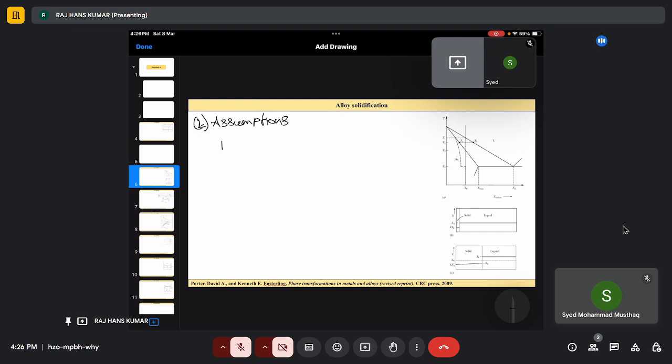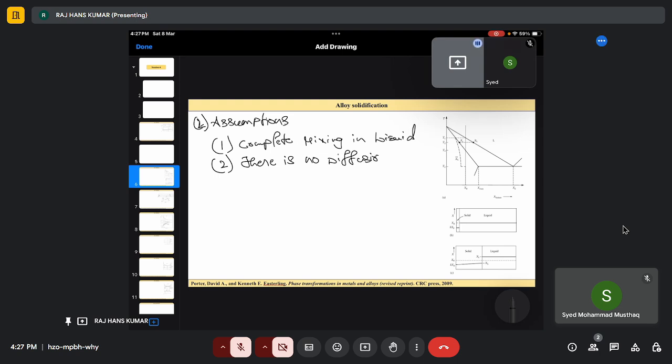The first one again is complete mixing in liquid. The second assumption is there is no diffusion in solid. There is no diffusion in liquid, sorry. There is no diffusion in solid.